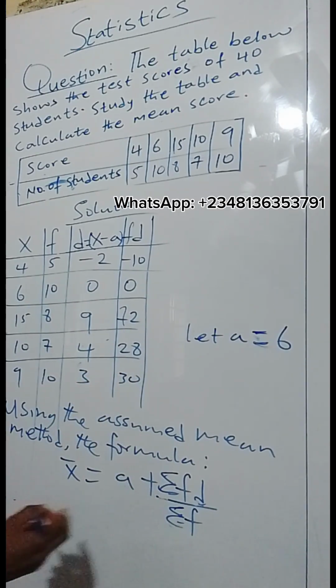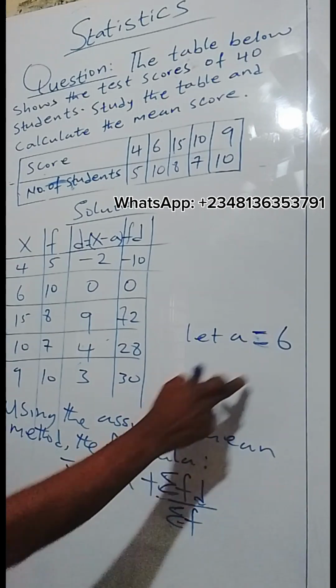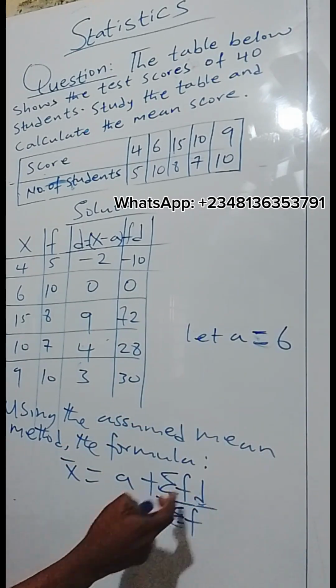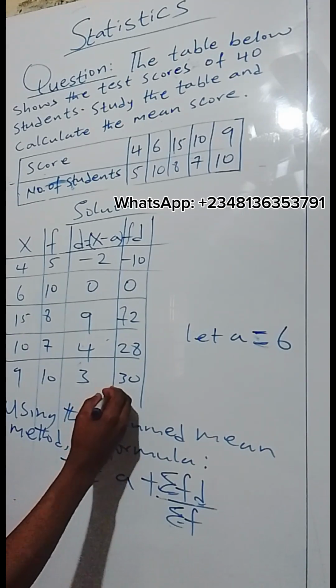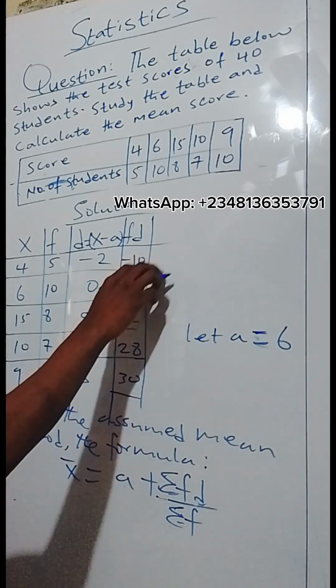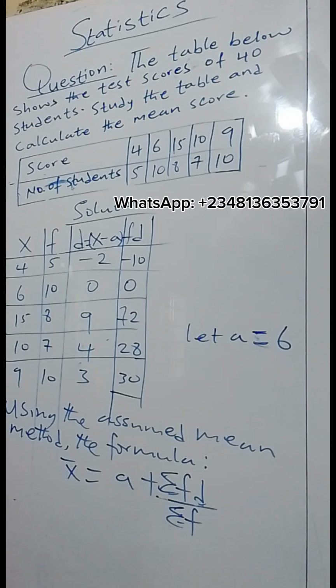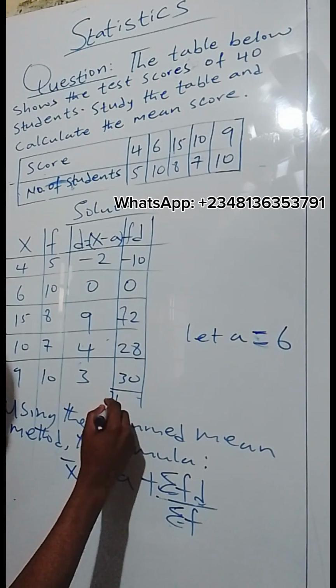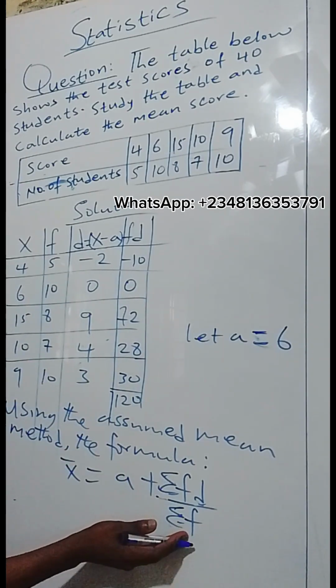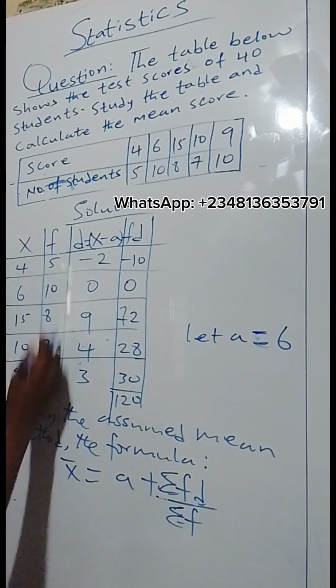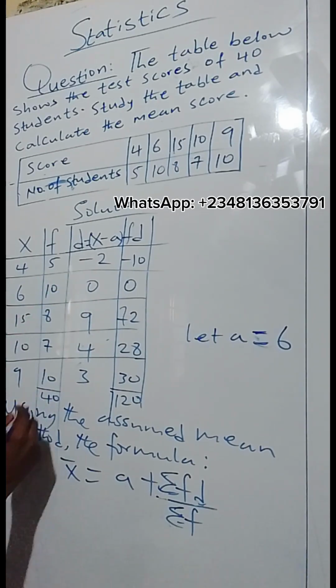So we are good to go. We are assuming that is 6. Summation fd. What is summation fd? The addition of this column will give us summation fd. So when we have minus 10 plus 0 plus 72 plus 28 plus 30, what are you going to have? That is going to give us 120. Then the denominator, I have summation f. When we sum this, we are going to get 40.